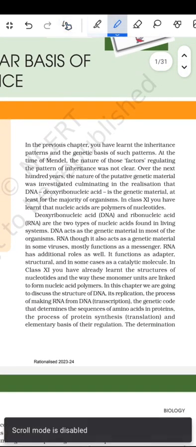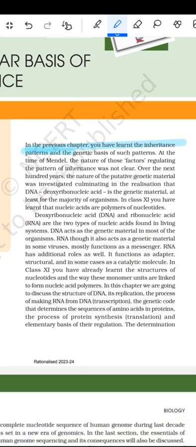तो एनसीईआरटी कहता है कि In the previous chapter you have learned the inheritance pattern and the genetic basis of such pattern. At the time of Mendel, the nature of those factors regulating the pattern of the inheritance was not clear. Over the next 100 years, the nature of the putative genetic material was investigated, culminating in the realization that DNA, deoxyribonucleic acid, is the genetic material at least for the majority of the organism.